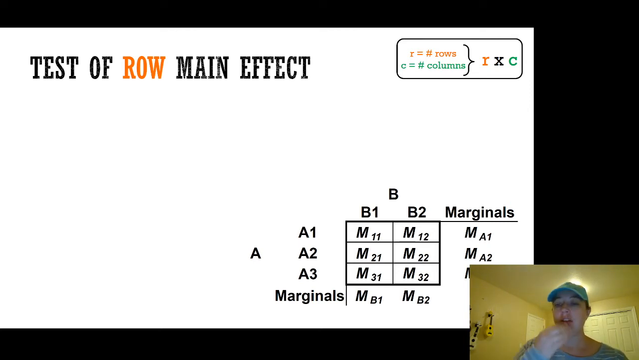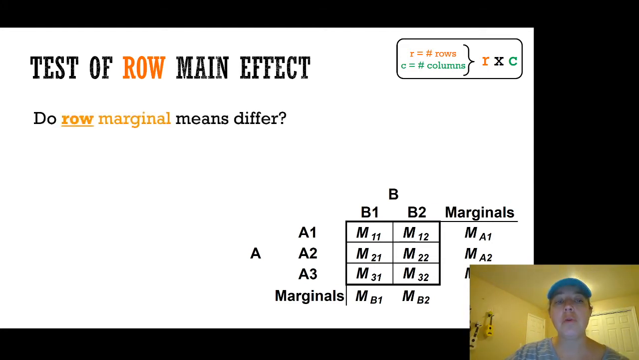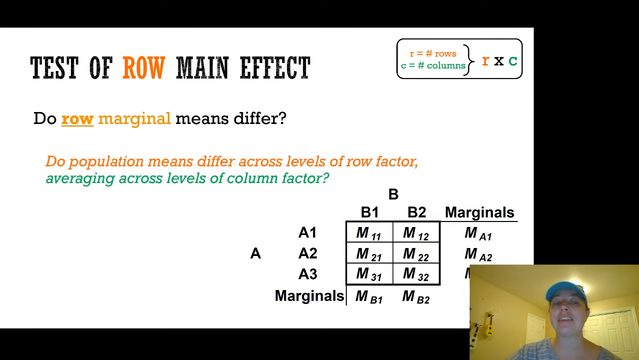And then the interaction effect is when we're looking at, do the effects of these variables interplay, moderate each other? So let's step back and we're going to look at first row, then column, then interaction. If we want to test the row variable to see if it has an effect on our outcome, we want to know, do the row margins differ?